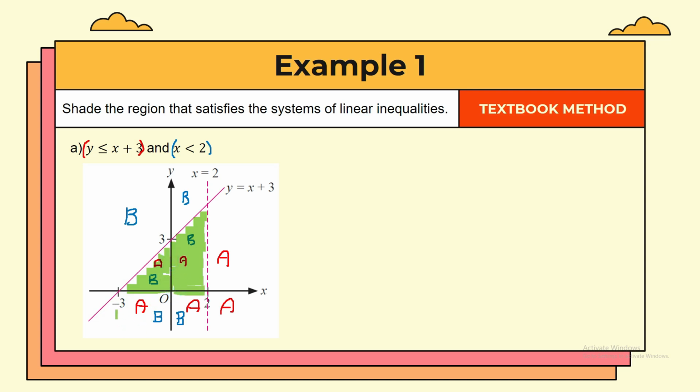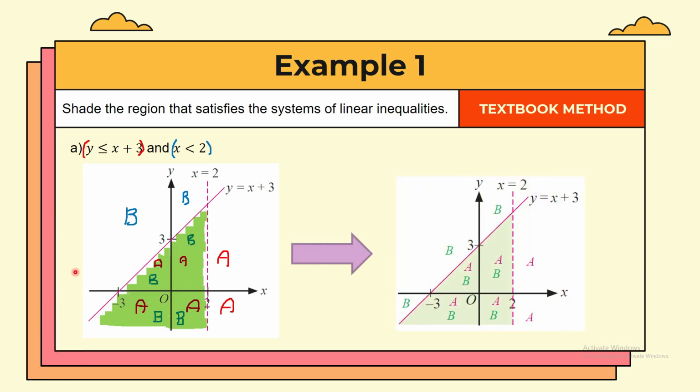And then this is also the common part, and as well as this part. Okay, it has the common mark. So this part is the common region that has the same mark. Okay, this is our final answer. Let's recheck our answer. Okay, this is correct. That is how you use the textbook method.